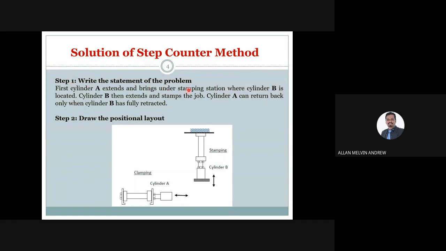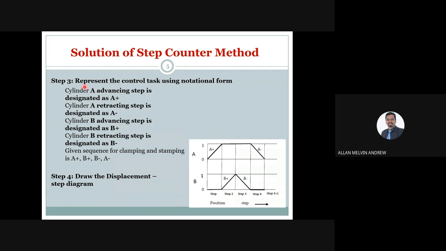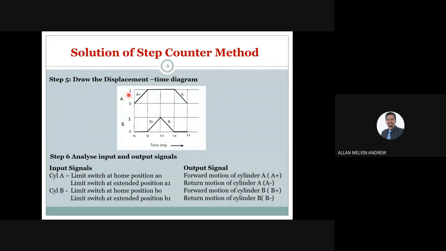First you write a statement. Then you draw the positional layout. Then you draw the notational form, so A plus, A minus according to the sequence. The main thing is the sequence here: A plus, B minus, and A minus. Then you draw the displacement step diagram. If you have a time diagram, you can draw that also.